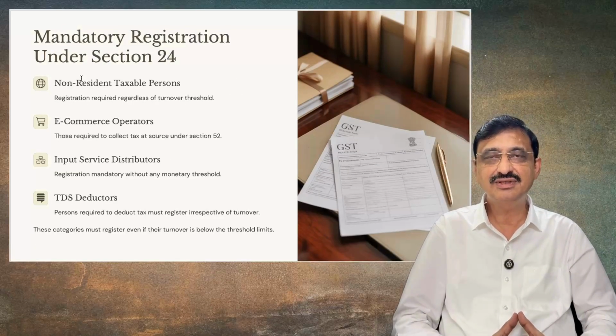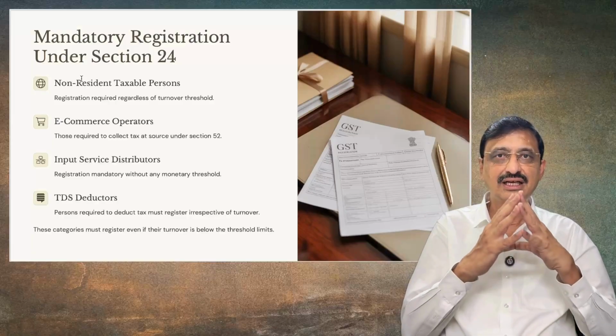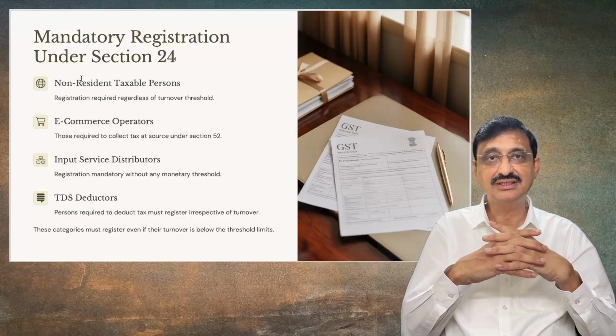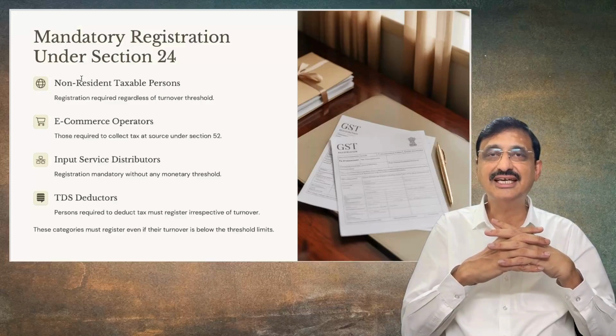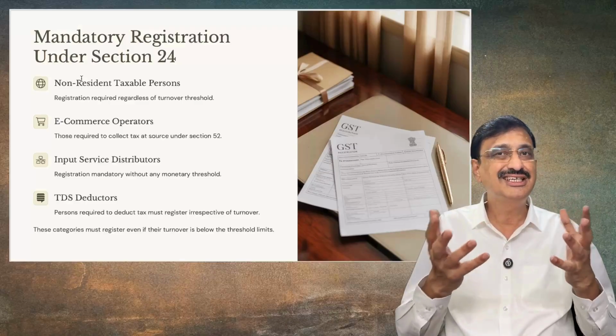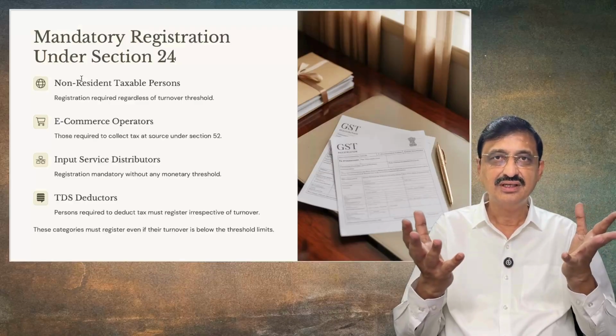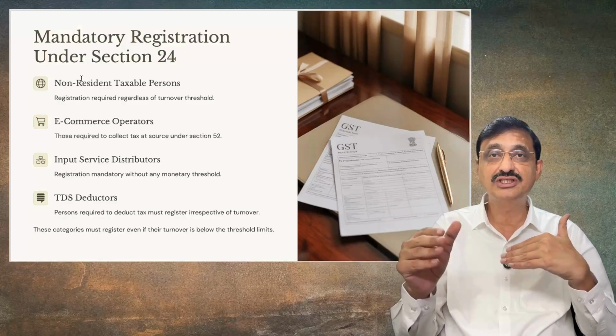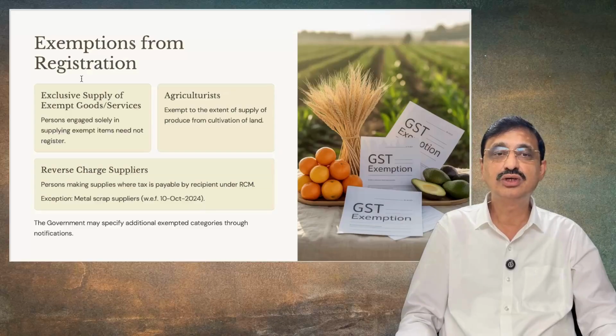Section 24 deals with a situation where a person should get mandatorily registered irrespective of the threshold limit. Some of the examples are non-resident taxable person, e-commerce operators, input service distributors, TDS deductors, etc. There are some more categories who have to get themselves registered irrespective of the threshold limit.